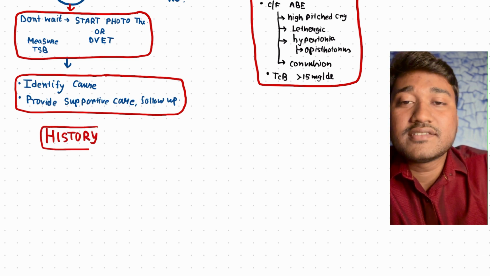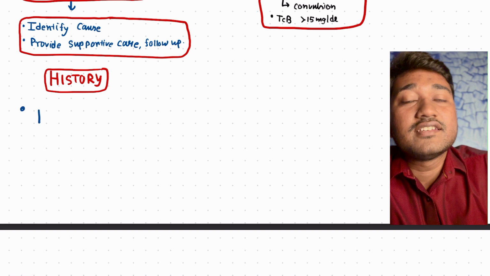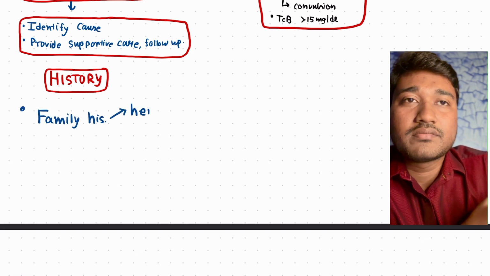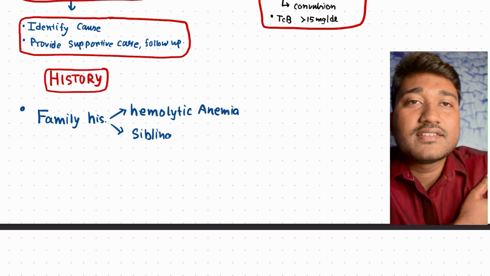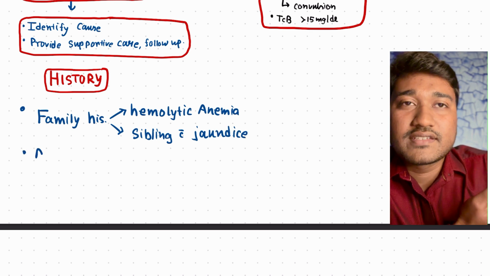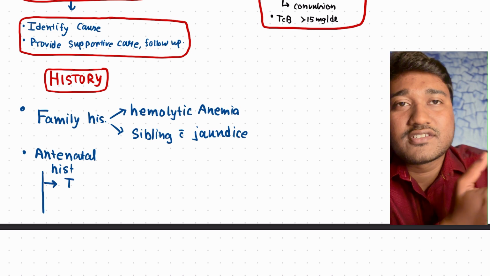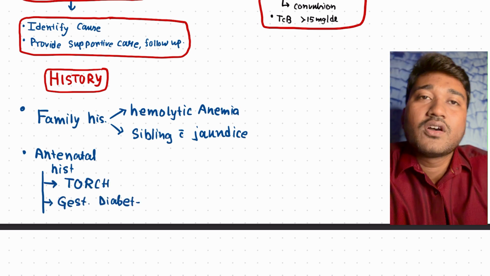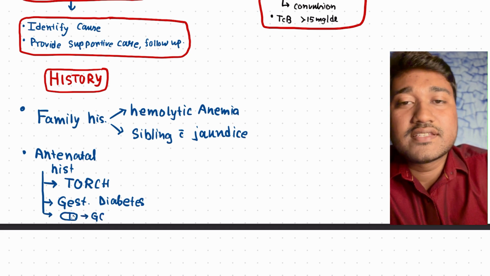So here family history is very, very important. Remember, because in family history you can get the history of hemolytic anemias, or maybe the sibling had jaundice, or you can easily get from the antenatal history some issues like TORCH infection, maybe like a fever with lymphadenopathy. All these things will suggest TORCH infection maybe, and also gestational diabetes in the mother, or maybe some drugs which can precipitate hemolysis in G6PD.